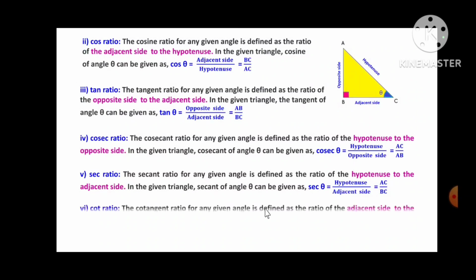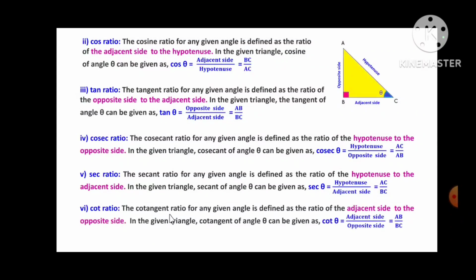And the last one, cot ratio. The cotangent ratio for any given angle is defined as the ratio of the adjacent side to the opposite side. So in the given triangle, cot theta is equal to adjacent side upon opposite side, that is AB upon BC. So friends, these are the different 6 ratios related to this.